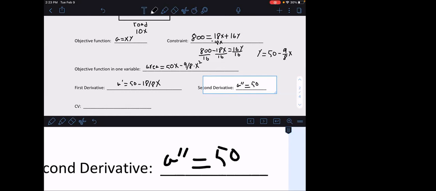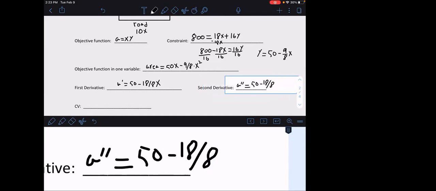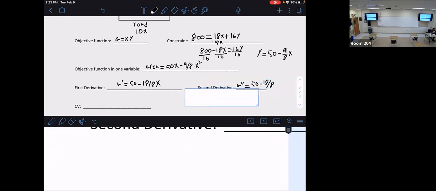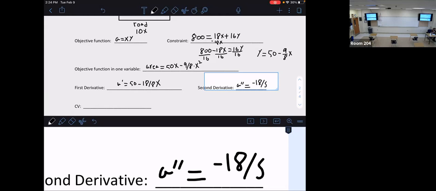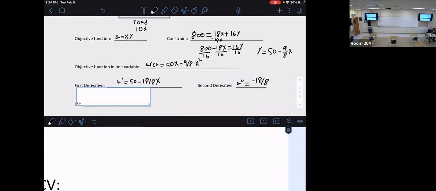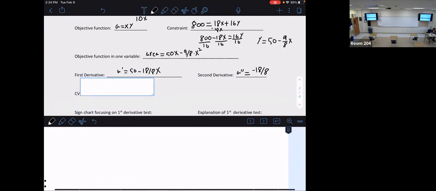Yes. And you drop that 50 because the 50 doesn't have an x. Right, yep. Beautiful. So it's going to just equal negative 18 over 8. So what do I know right away? That is independent of x. No matter what happens from this point forward, the second derivative is going to be negative. That means the function is going to be concave down, which means that I am maximizing my area, which is a good thing.